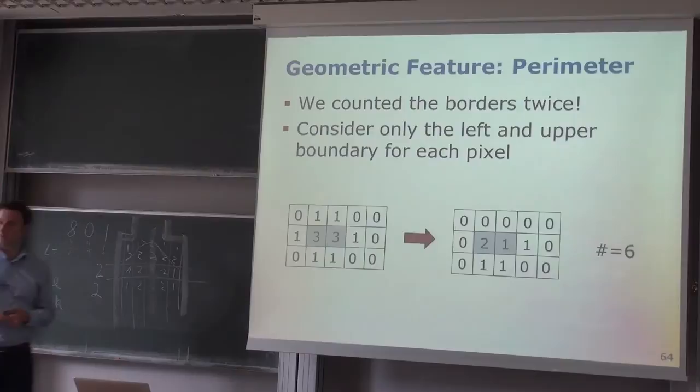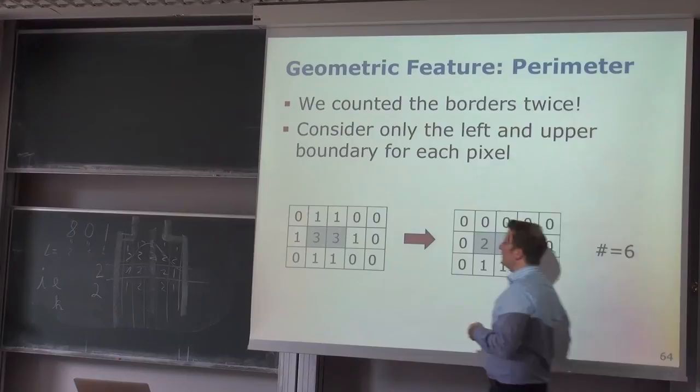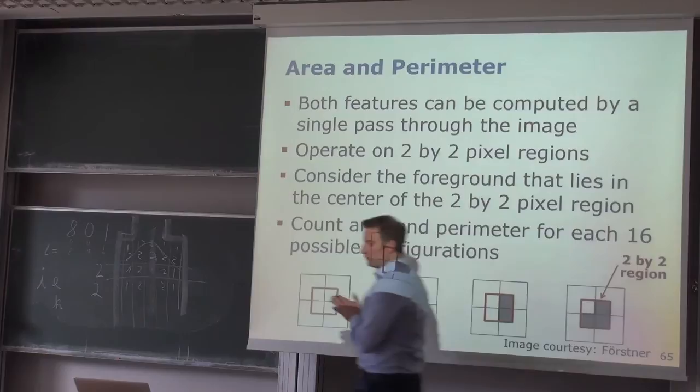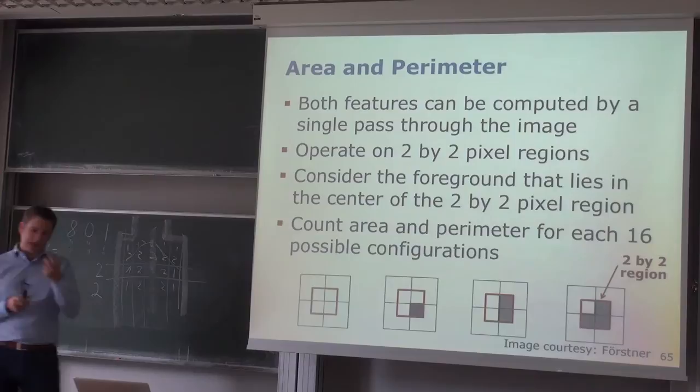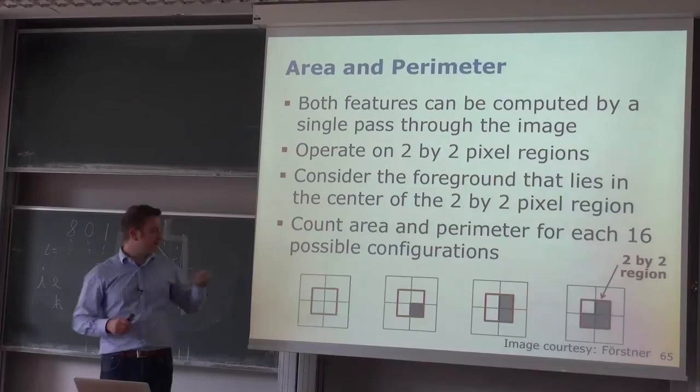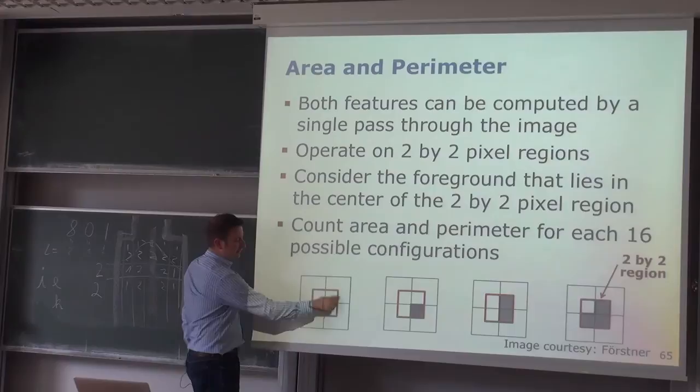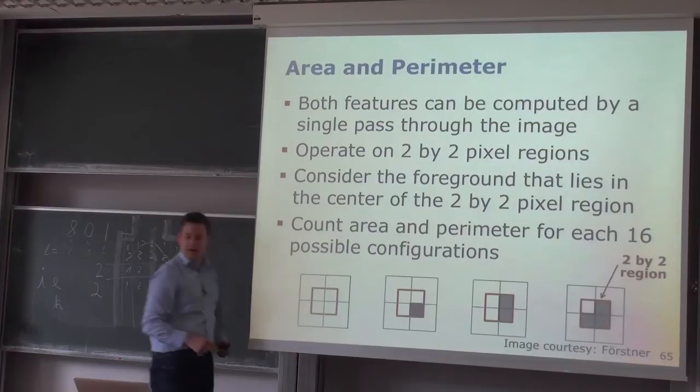If I pass through the image like this, it may get a little bit slow. So there's actually a faster way to do that, by using a lookup table. The trick is that I look at blocks of 2x2 pixels. So this is my image with 2x2 pixels, and this one over here is what I'm considering. I'm sliding over this image, and this is the area that I'm actually looking at. So this is a simple region.